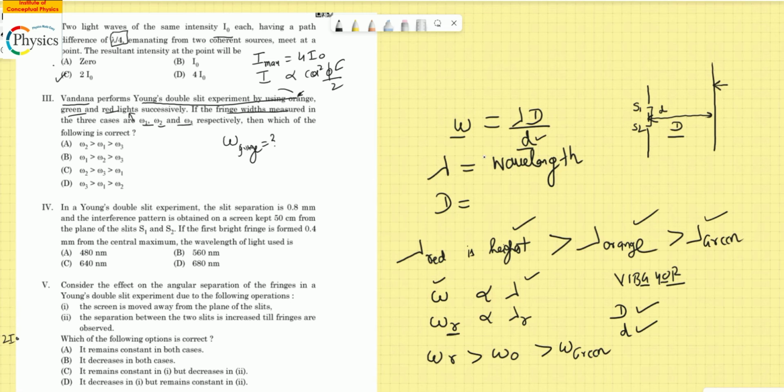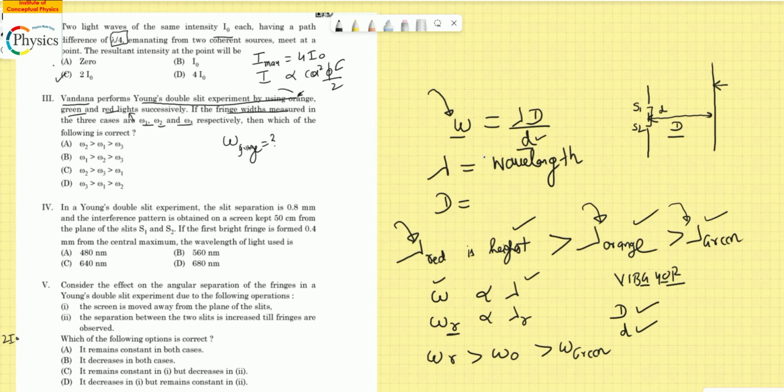I hope this made sense. Now you're able to solve this problem easily, because first you have to memorize this formula for fringe width. Second, you have to know that the wavelength of red is the highest, then orange, and then green. Go and study the wavelengths, and have a look at the values also. It will help you understand what kind of wavelength a red wave carries. Let's move to the next one.